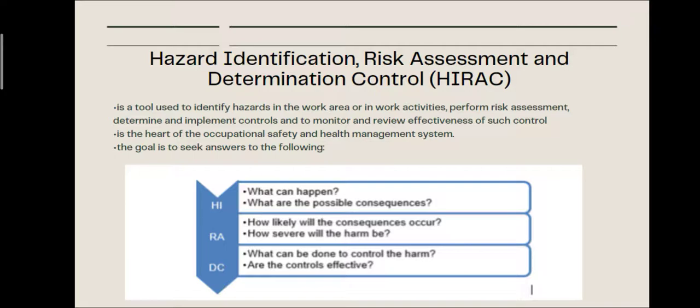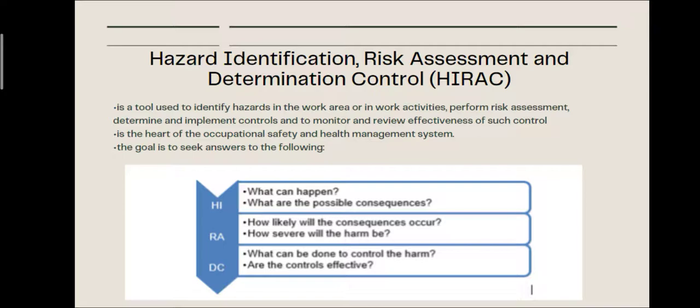So, for hazard identification, risk assessment, and determination of control, or HIRAC, it is a tool used to identify hazards in the work area or in work activities, to perform risk assessment, and determine and implement controls, and to monitor and review the effectiveness of such controls. It is the heart of the occupational safety and health management system. Its goal is to seek answers to the following.